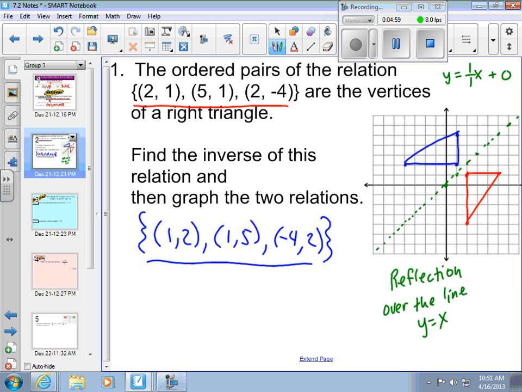Every vertex is equally distant away from that line of reflection and perpendicular. So anytime you graph an inverse and its relation, it always is a reflection over the line y equals x.